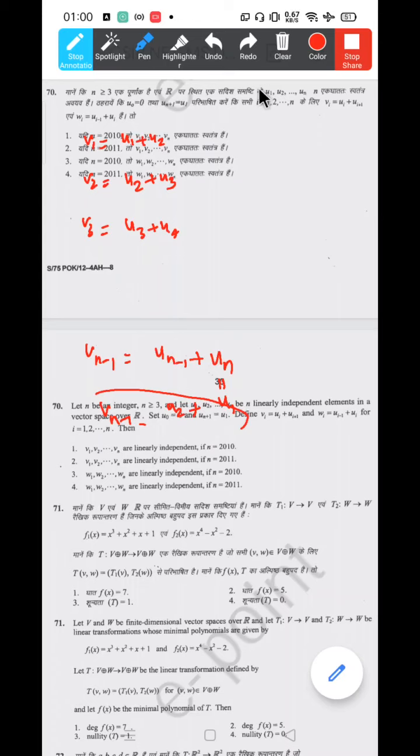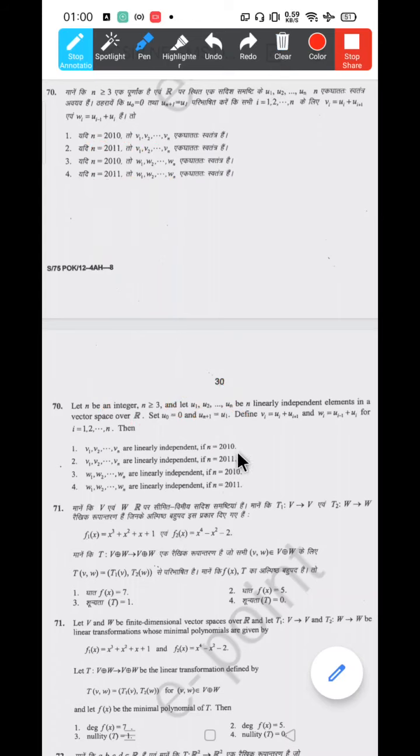So from here, option 2 is correct. Let us see about W in equal to 2010. What is W? W is Ui minus 1 to Ui. If I try to find, U0 is 0, so W1 will be U1, W2 will be U1 plus U2. Wn minus 1, yes, this will be linearly independent. It will always be linearly independent.